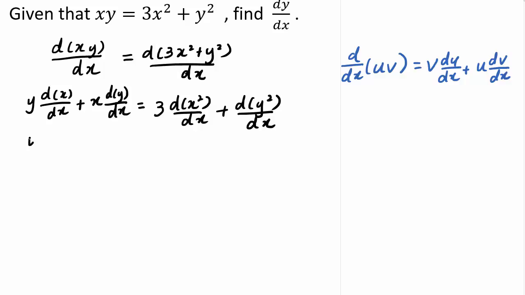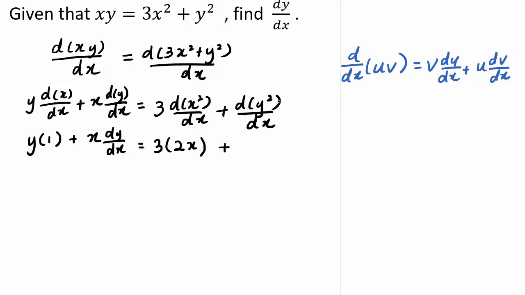So when we differentiate x with respect to x, we get 1. When we differentiate y with respect to x, we can put down dy/dx. In this case, put down the 3. Here, making use of the power rule, we can bring down the power 2, reduce the power by 1. So we get a 2x here.